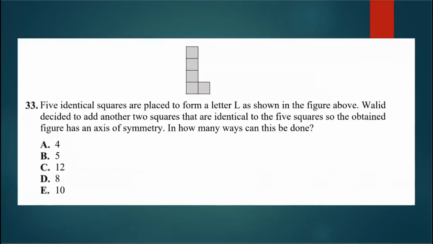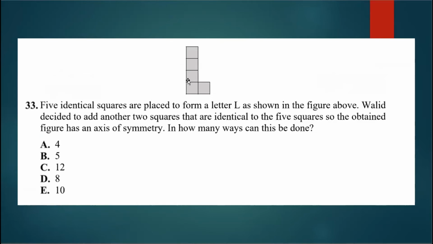Okay, with this ugly one. Why is this ugly? It just took me like a day to think of. It's either written incorrectly or it's stated improperly. Something wrong about this one. It says 5 identical squares shaped L, and Wali decided to add another 2 squares that are identical to the 5 squares. So the obtained figure has an axis of symmetry, not an axis or point of symmetry, no, just axis of symmetry. In how many ways can this be done?